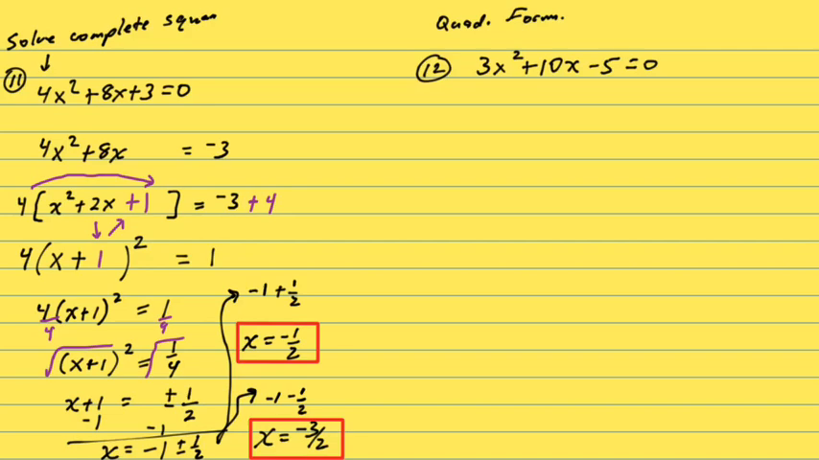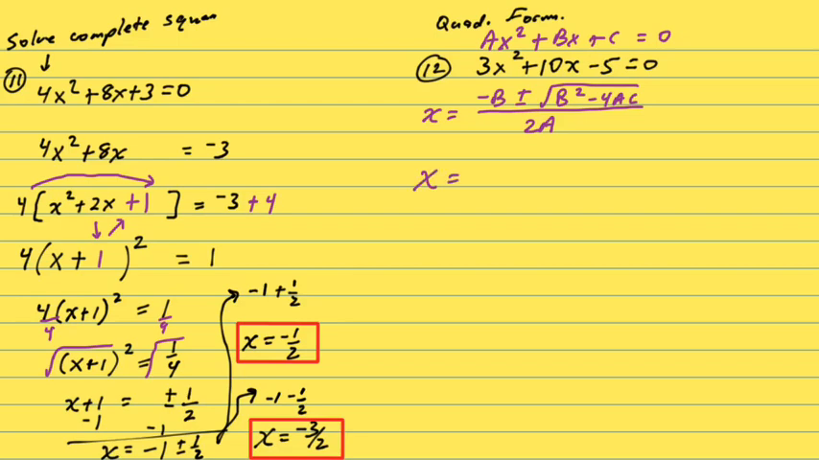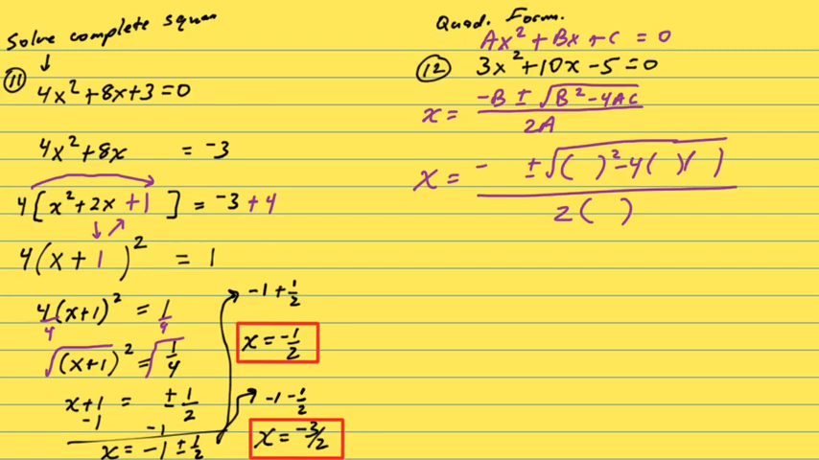Now, the quadratic formula in 12. You need to know the quadratic formula, and you need to know that this is ax squared plus bx plus c equals 0. If so, you're going to fill into x equals -b plus or minus square root of b squared minus 4ac, the entire thing divided by 2a. So let's fill into this.